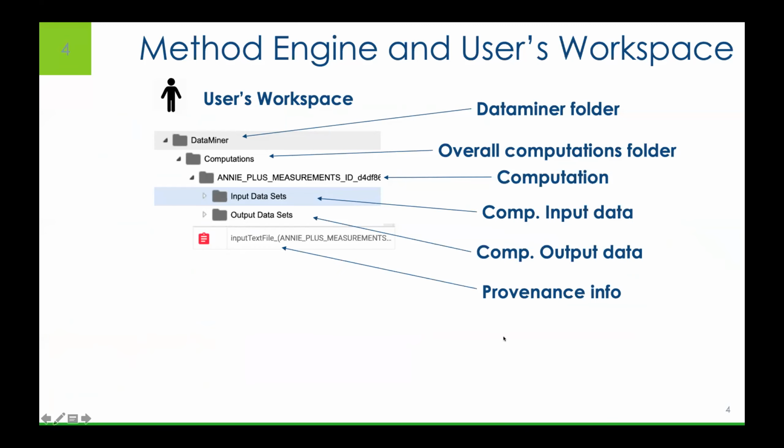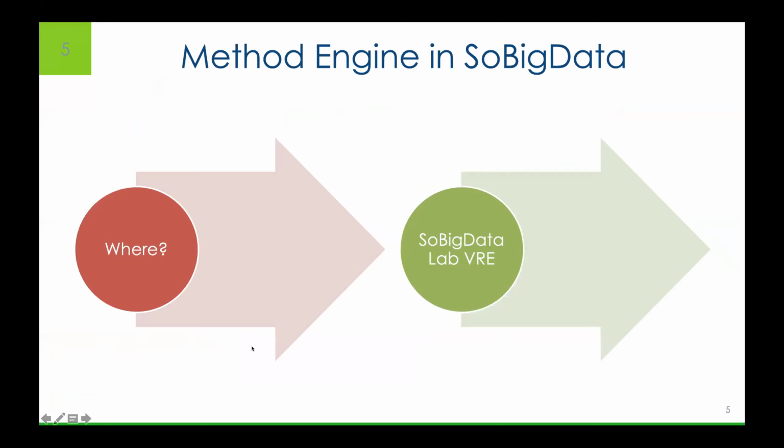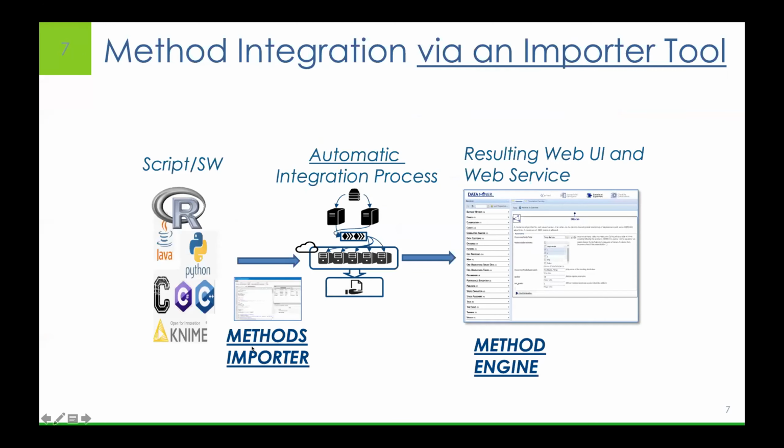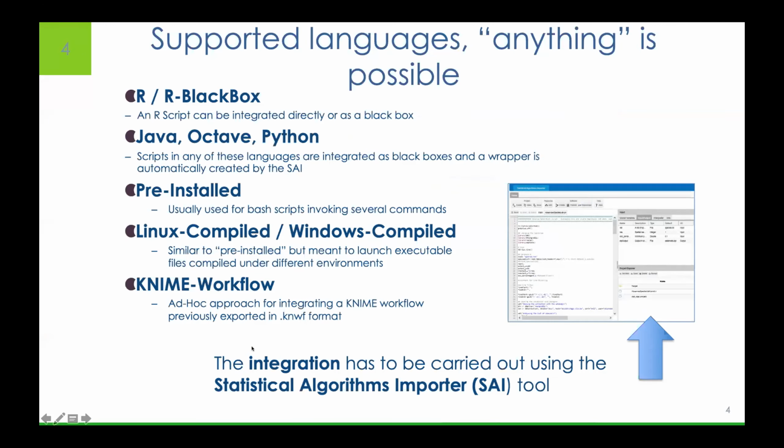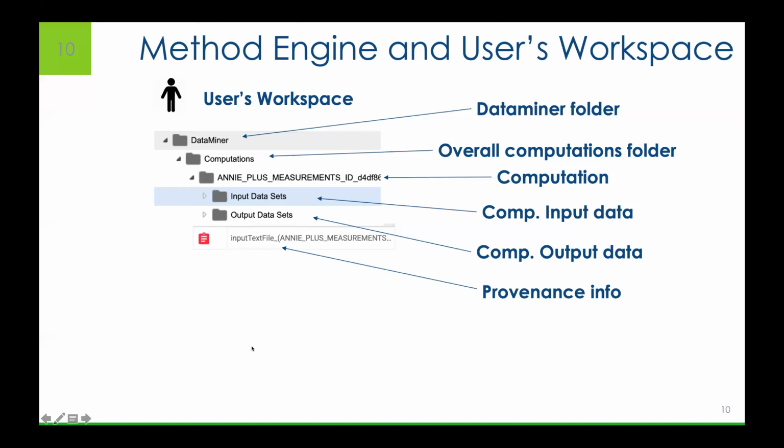So let's start back from the fact that the computation, input data set, output data set, and the provenance information are stored in the workspace. What does this mean?